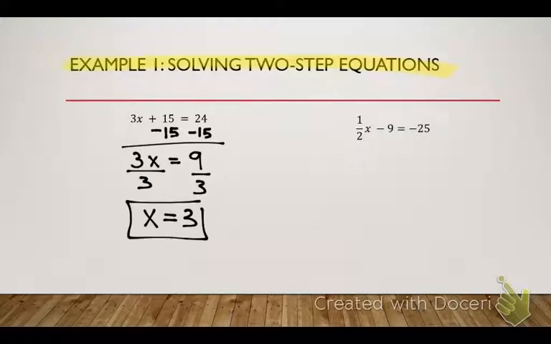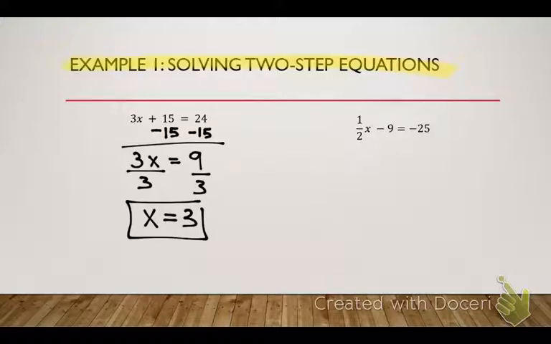And guys, if it's not easy to do mental math, just plug it in your calculator. All right, so checking is just a real quick practice that we can do just to make sure that we got the correct answer. All right, go ahead and write down the next equation. 1/2 x minus 9 equals negative 25. Go ahead and write that one down.